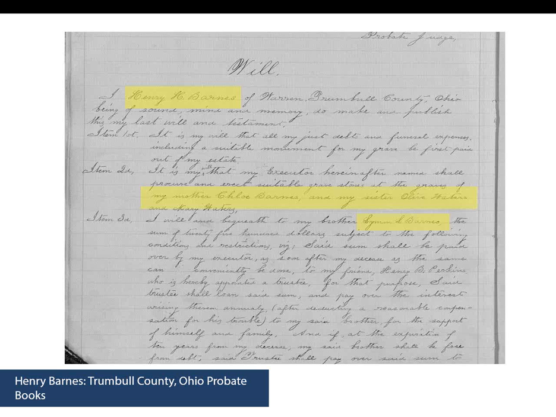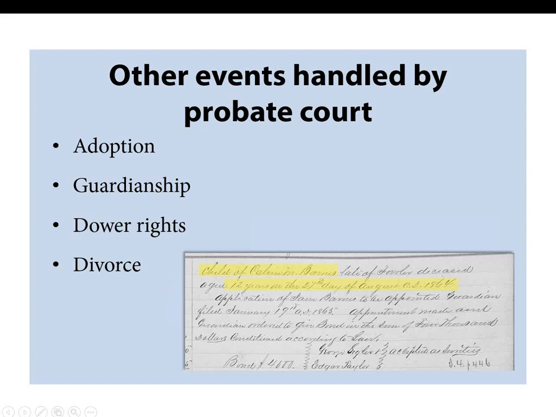So right off the bat, we get 3 relationships to people who have predeceased him. But we also get the name of one of his heirs, who is his brother, Lyman. So this is a great example of how we see those relationships clearly laid out in wills.